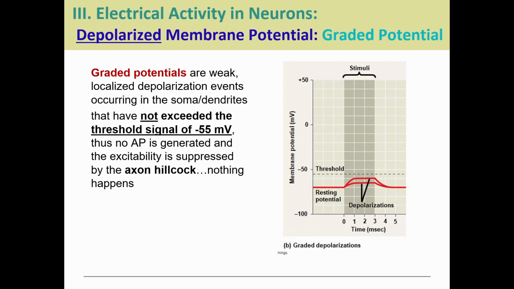So graded potentials, these are relatively weak, right? They're localized depolarization events. It's happening in the cell body or the dendrites, and we don't exceed the threshold. The threshold typically being negative 55 millivolts. So we got a little bit of a change, right? From negative 70 to negative 55, but it hasn't passed the threshold, so we don't actually continue on to an action potential. So nothing happens down the axon. The graded potential kind of stays in the cell body and then kind of dies there, basically.